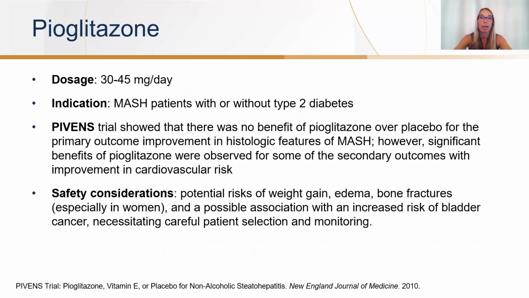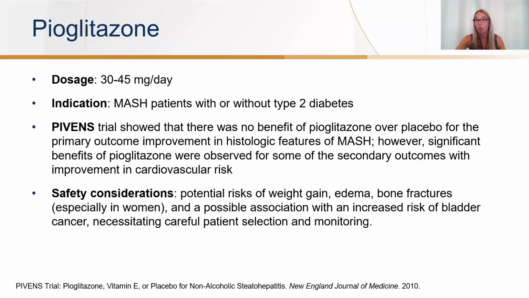Pioglitazone, also studied in the PIVENS trial at a dosage of 30 to 45 milligrams per day, could be considered in MASH patients with or without type 2 diabetes. But the trial showed that there wasn't actually any benefit of pioglitazone over placebo for the primary outcome of improvement in histologic features of MASH. However, there were some significant benefits of pioglitazone observed for some of the secondary outcomes, notably improvements in cardiovascular risk. Again, there are some safety considerations around the use of pioglitazone.